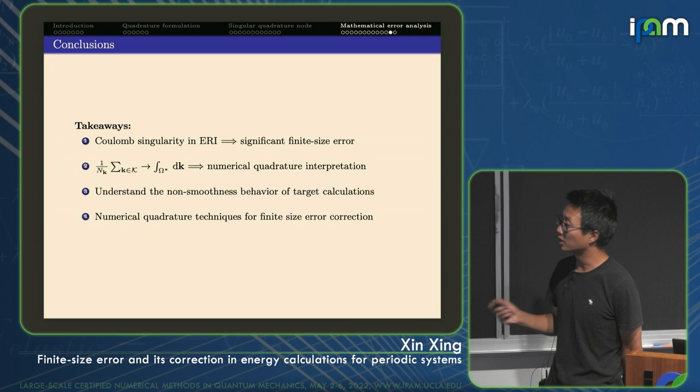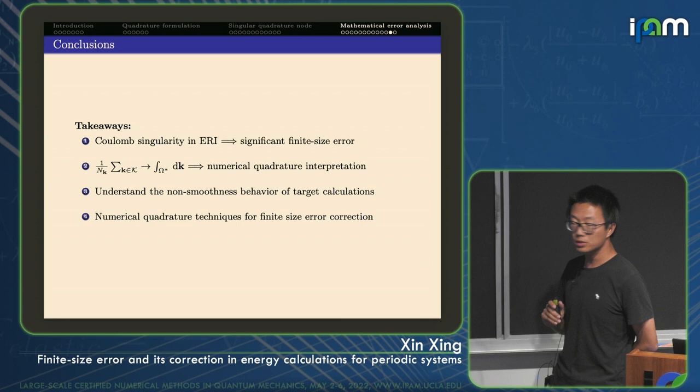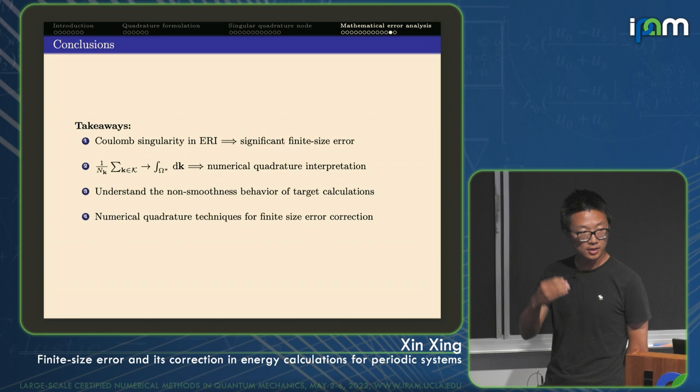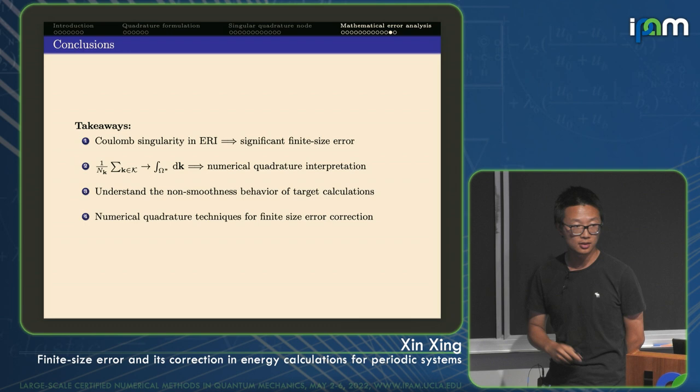And lastly, I would say there are many well-developed numerical quadrature tools for singular functions in the numerical quadrature community. So I think it will also be a quite interesting direction to explore all these existing tools to develop new methods to reduce the finite size errors in all types of calculations. For example, I think we keep discussing how about using a Gaussian quadrature for this special singular form, say Q squared over Q squared.